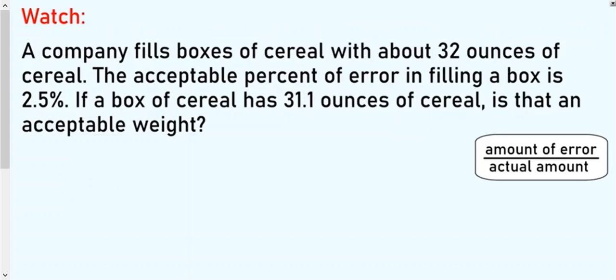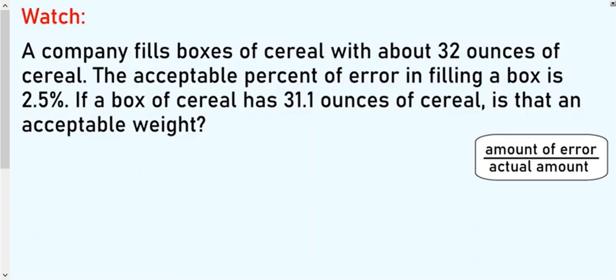Alright, for this one I'd just like you to watch as I work through. This question says, a company fills boxes of cereal with about 32 ounces of cereal. The acceptable percent of error in filling a box is 2.5%. If a box of cereal has 31.1 ounces of cereal, is that an acceptable weight?